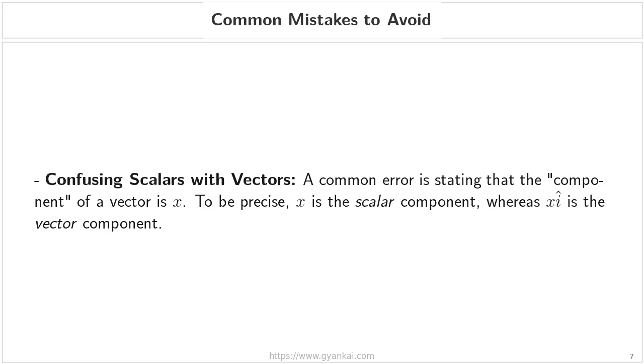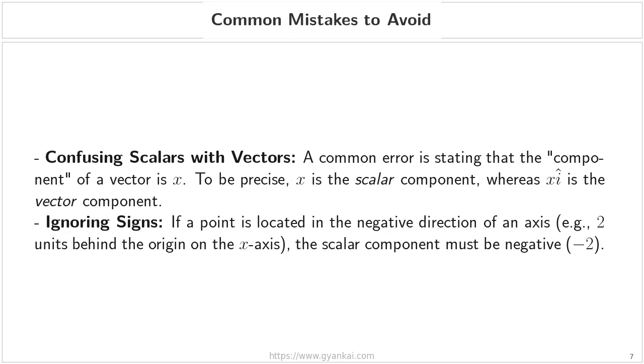First, let's talk about the distinction between scalars and vectors. As we discussed in the previous slides, it is a very common mistake to say that the component of a vector is simply x. While we often use these terms interchangeably in casual conversation, in mathematics, precision is key. To be mathematically accurate, you must remember that x is the scalar component, whereas xi-hat is the actual vector component. Always keep that distinction in mind when writing out your final answers.